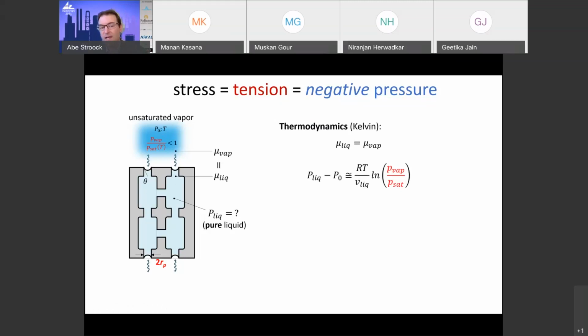So we say, what is equilibrium with respect to mass transfer? It's equality of chemical potential across these phase boundaries. We have the vapor phase chemical potential equal to the liquid phase chemical potential.